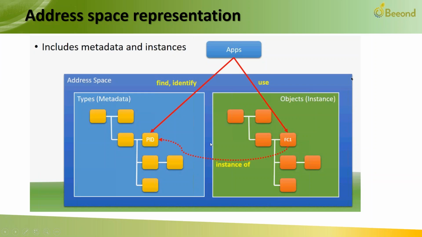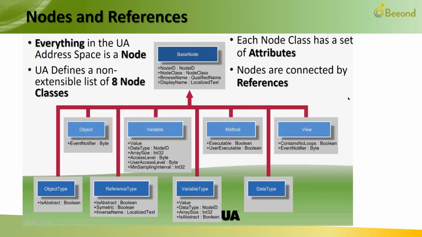And the address space representation, which is a way to qualify an information model, includes both, so that you have the metadata and the application will instantiate specific objects according to that type definition. This is probably a classical computer science concept. How does OPC UA achieve that? Well, it does so by defining an elementary entity called a node.